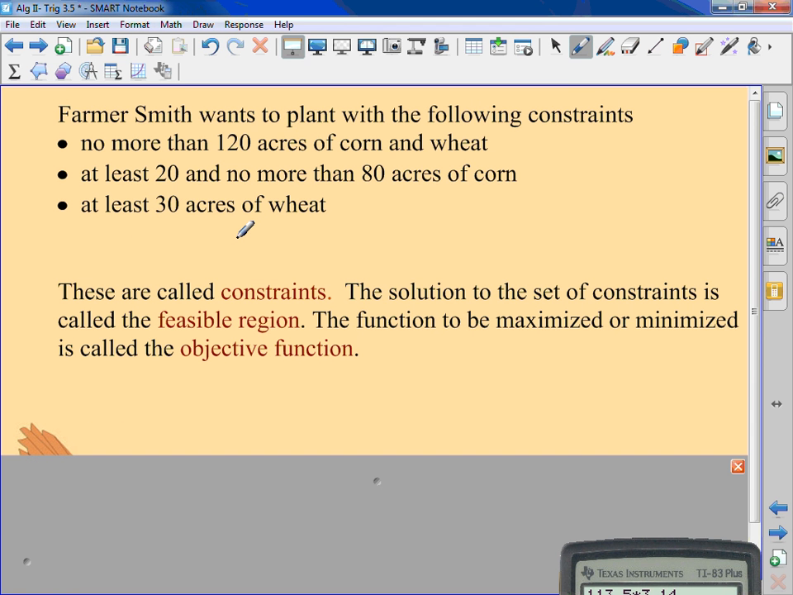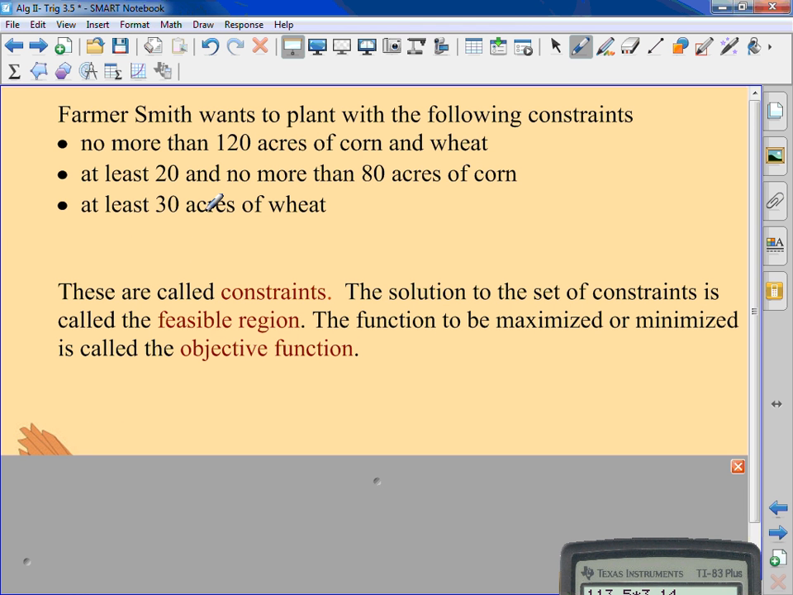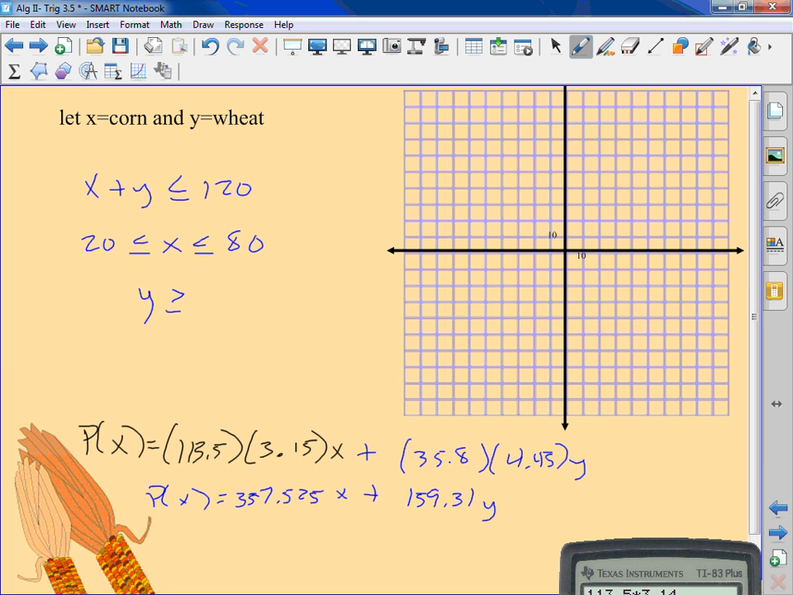And I must have at least 30 acres of wheat. So what do I know about my wheat? At least 30. So that means I need to have more. So greater than or equal to 30. There's my system of constraints.